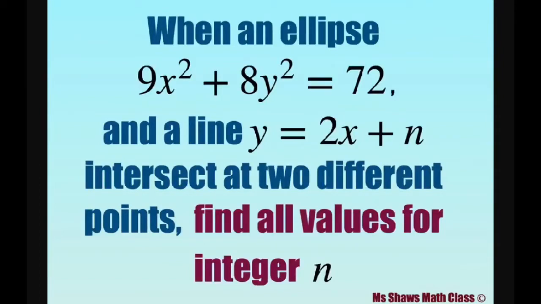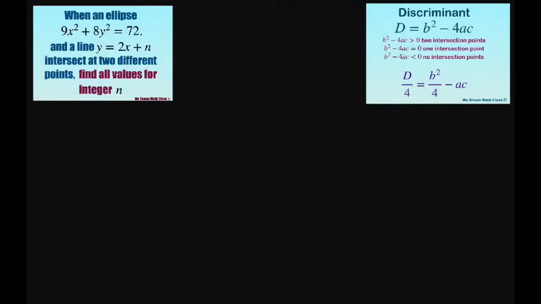Everyone, when an ellipse 9x squared plus 8y squared equals 72 and a line y equals 2x plus n intersect at two different points, we're going to find all values for integer n. Since they intersect, we can use the method of substitution, and I can substitute my y equals 2x plus n into my ellipse equation here.